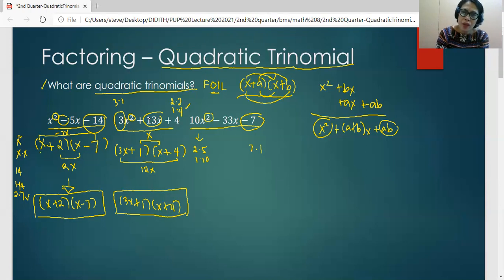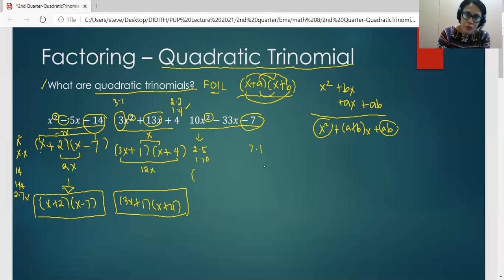Now, this is quite difficult since the coefficient of x squared is 10. So we're going to consider the factors of the first term as well as the factors, the sign, including the middle term. So this is basically trial and error. But of course, we have a basis for working on the factors. We will not just guess. The goal here is to limit the possible options so we can arrive at the correct factors.